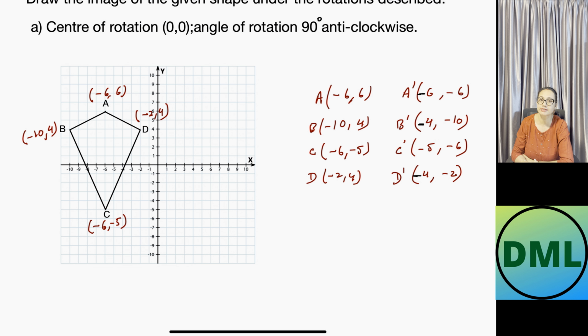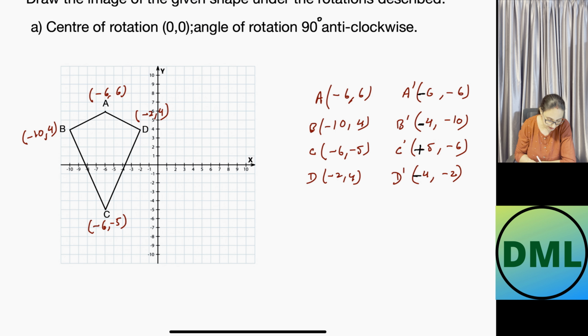I need to look for C. C goes from third quadrant to the fourth quadrant. In the fourth quadrant, X is positive, Y is negative. In the C, we have X is negative, Y is also negative. I have to make X positive. Let's convert this -5 into +5, and now we are ready to plot our points. Let's plot all the points here.